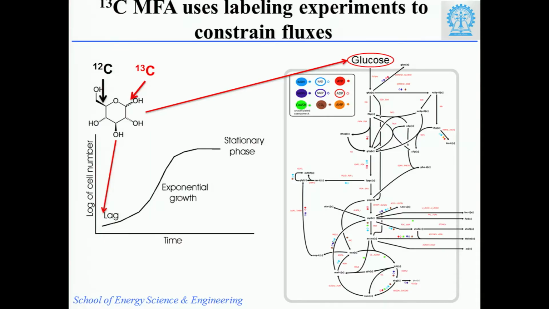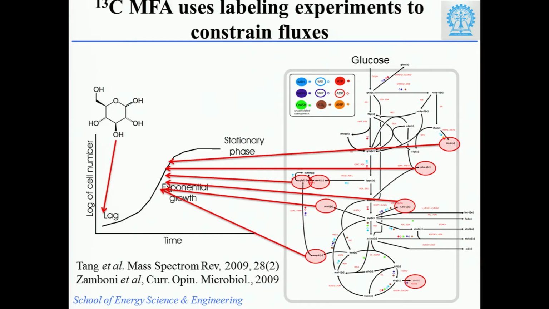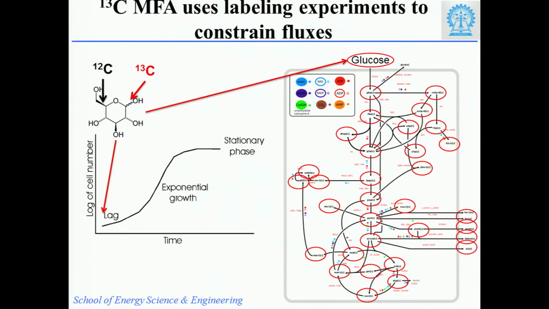So, what will happen if the cell is growing in an isotope-labeled glucose? Slowly the carbon metabolites also become isotope-labeled, and at the end almost all the metabolites are labeled, but we are interested in the intermediate metabolites. Can you guess which are the intermediate metabolites inside the cell?